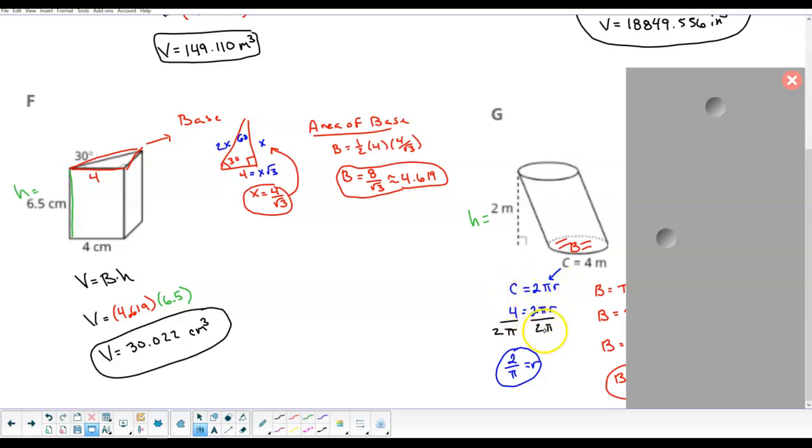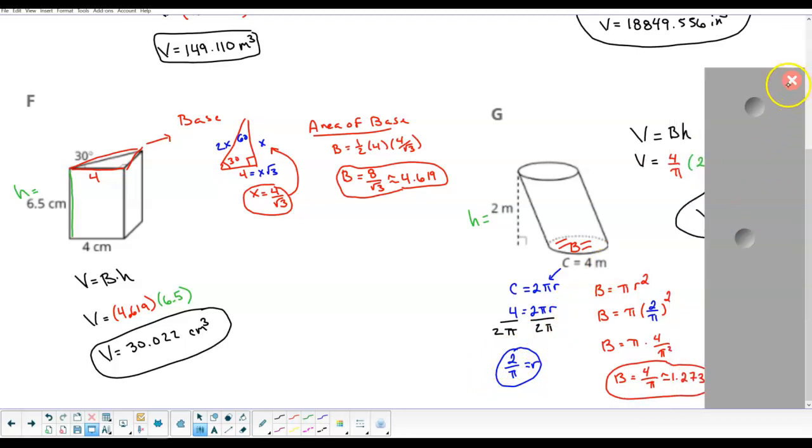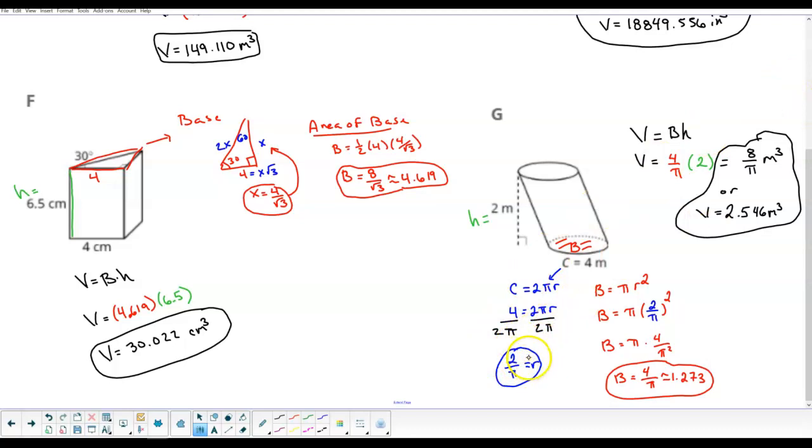I'm going to divide both sides by 2. And that'll leave me, notice 4 divided by 2 is 2, and leave the pi on the bottom. So my radius is 2 over pi. You could use that as a decimal if you want. I would recommend rounding to 3 decimals. And then we're going to use the fact that we know the radius. We're going to actually take that and plug it into the radius for the area of the circle.